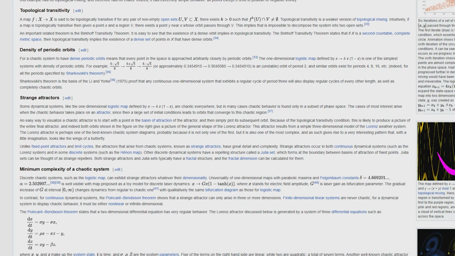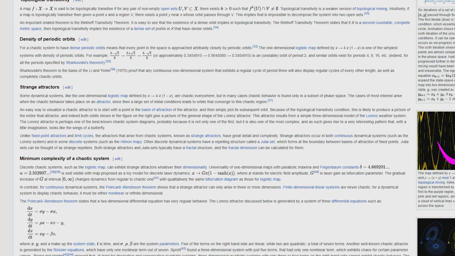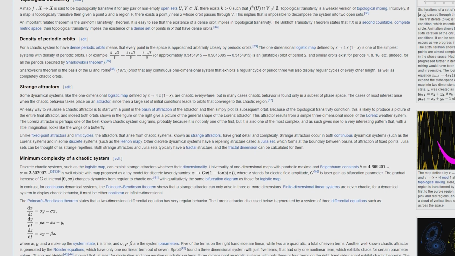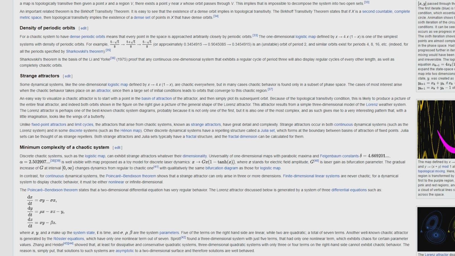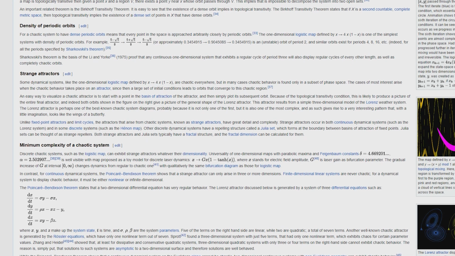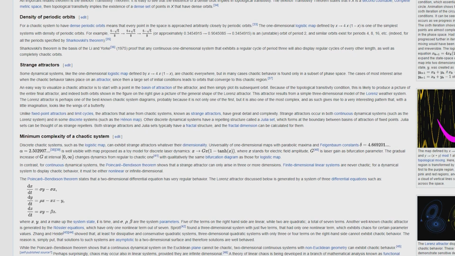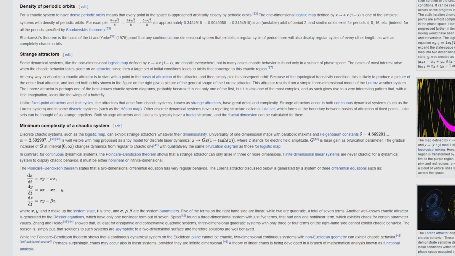These two plots demonstrate sensitive dependence on initial conditions within the region of phase space occupied by the attractor. Some dynamical systems, like the one-dimensional logistic map defined by x → 4x(1 − x), are chaotic everywhere, but in many cases chaotic behavior is found only in a subset of phase space. The cases of most interest arise when the chaotic behavior takes place on an attractor, since then a large set of initial conditions leads to orbits that converge to this chaotic region.